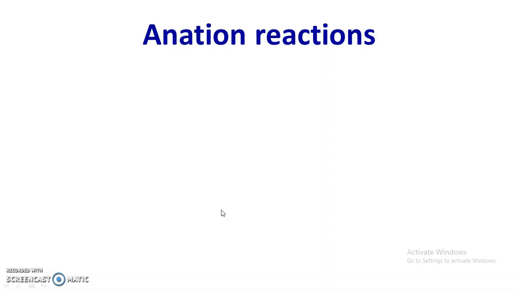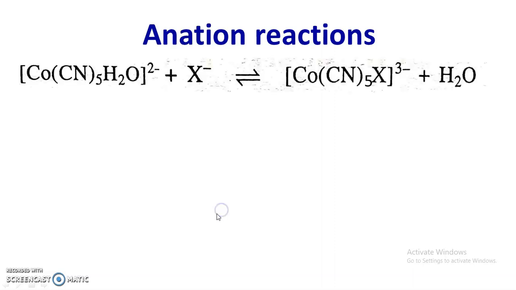You know that in acid hydrolysis there is a replacement of one of the ligands by water, that is aqua ligand. But here, reverse to acid hydrolysis, during anation there is a replacement of the water molecule from the complex by an anion. As an example, consider the reaction between the pentacyano aquo cobalt(III) ion with a suitable anion, that is X minus.